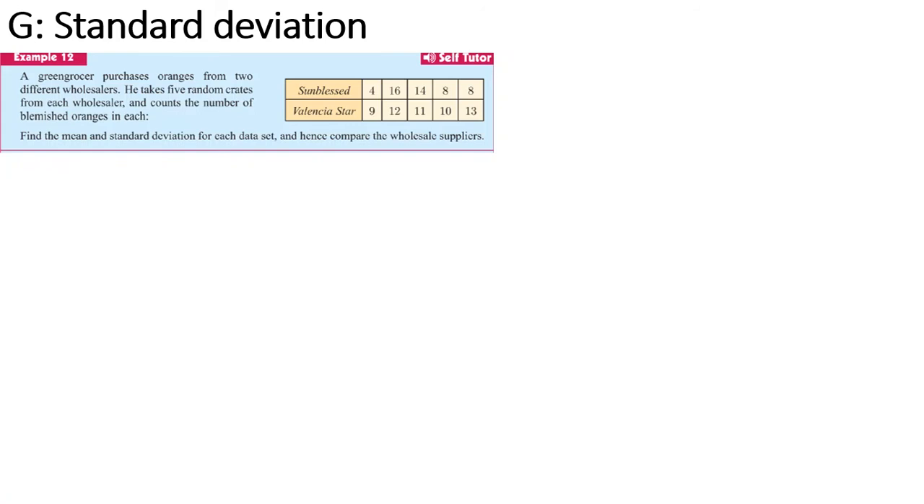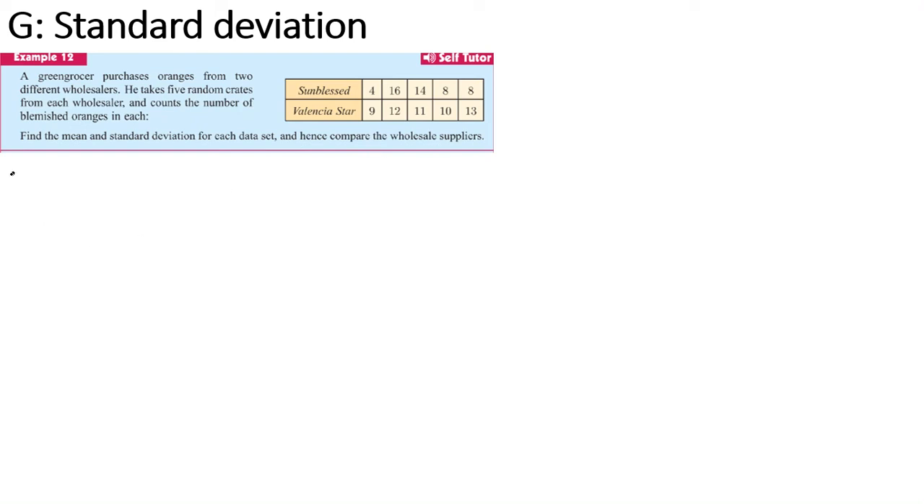Let's do example 12. A greengrocer purchases oranges from two different wholesalers, Sunblest and Valencia Star. He takes 5 random crates from each wholesaler and counts the number of blemished oranges in each. Find the mean and standard deviation for each dataset and hence compare the wholesaler suppliers.